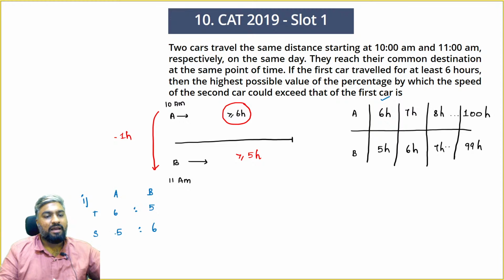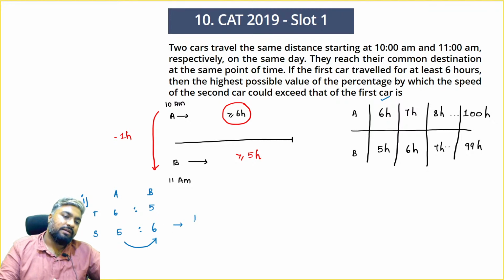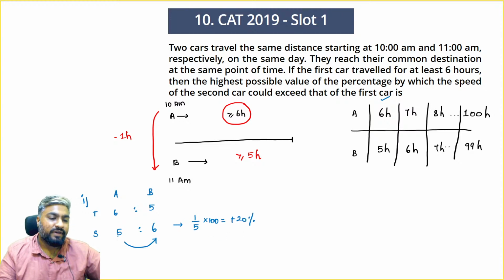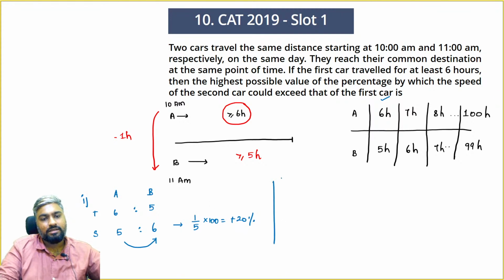Yes. So by what percentage is this increase? 5 to 6, what is the percentage? 1 by 5, or 20% increase, correct? So if it is 5 to 6, it is 20%. Let's take another situation, second situation. Let's say 7 to 8.